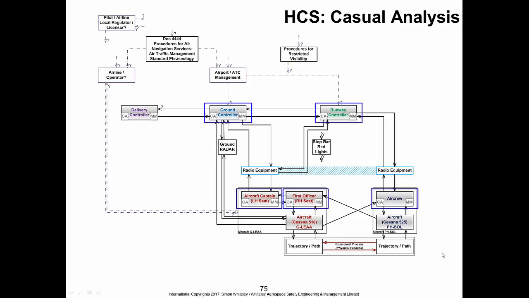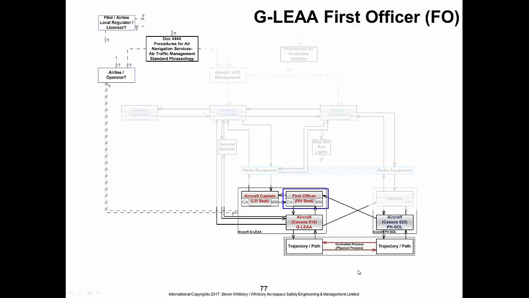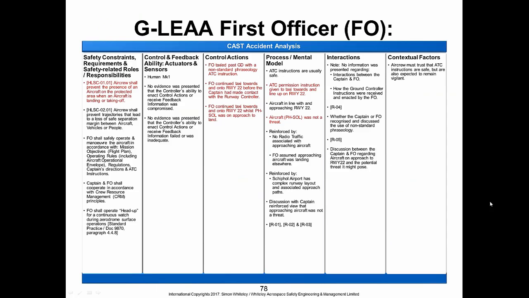Now, I'm only going to look at these 5 because there's a lot of other controllers I could look at, but I want to focus on the most important ones. So the starting point for your CAST accident analysis is the control process, the physical process, and then moving outwards through the control structure. So in this case, we've got the first officer in charge of the Gulfstream aircraft. So this is the CAST accident analysis form that I use. It might look familiar, it might not. So these are the 6 columns I highlighted earlier.